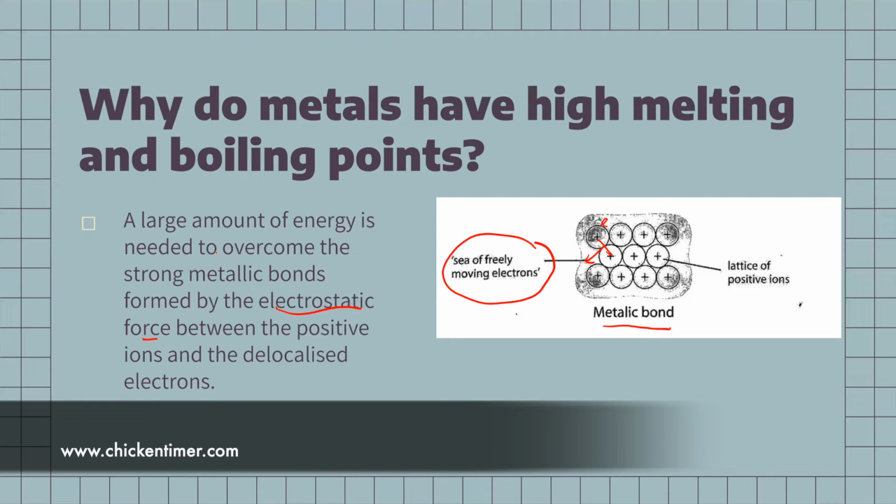If they ask you why metals have high melting and boiling point, what you say is you need a large amount of energy to overcome strong metallic bonds formed by the electrostatic force between the positive ions and the delocalized electrons. These delocalized electrons are the valence electrons. So the key is this: if they ever ask you why metals have high melting point, the answer is strong metallic bond.